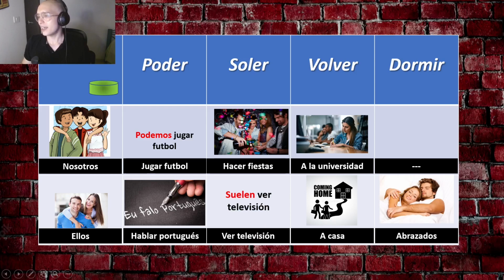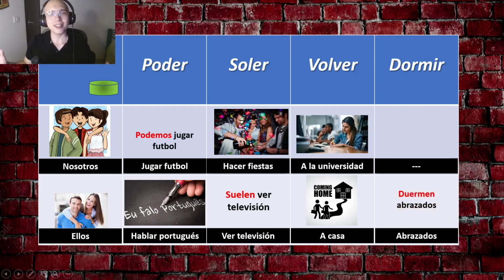And let's say, ellos, dormir abrazados, like they sleep hugged together. Ellos duermen abrazados. Let's repeat one more time. Ellos duermen abrazados. Now, abrazados means to be like hugged with someone, like this, like when people lay in bed, like hugged, etc.